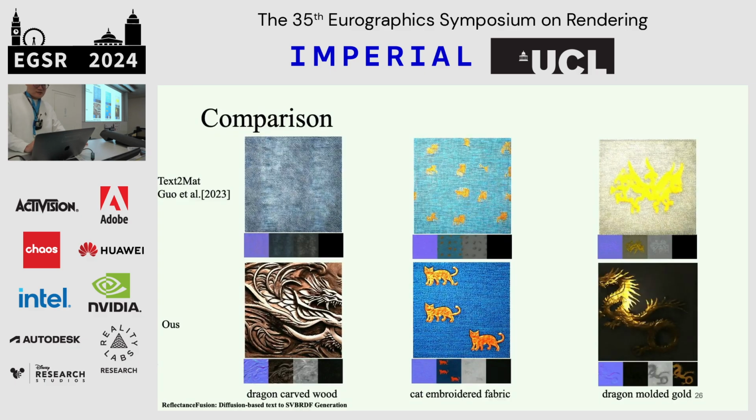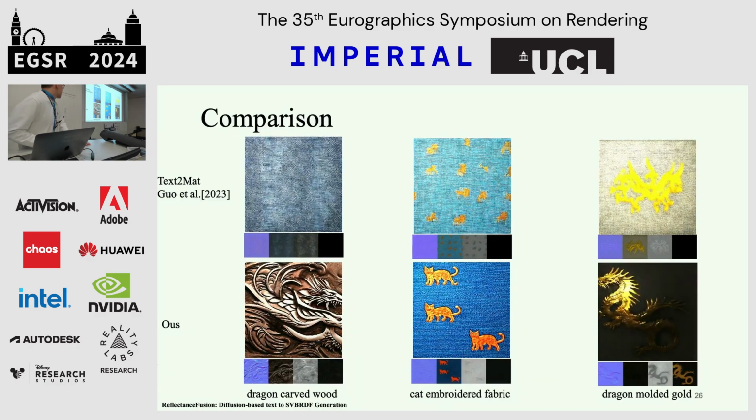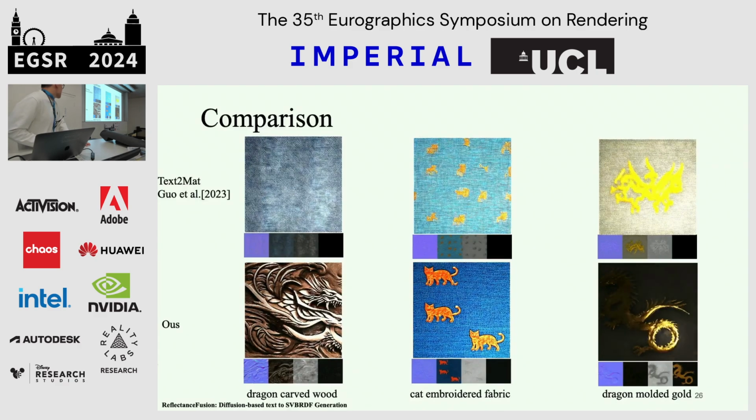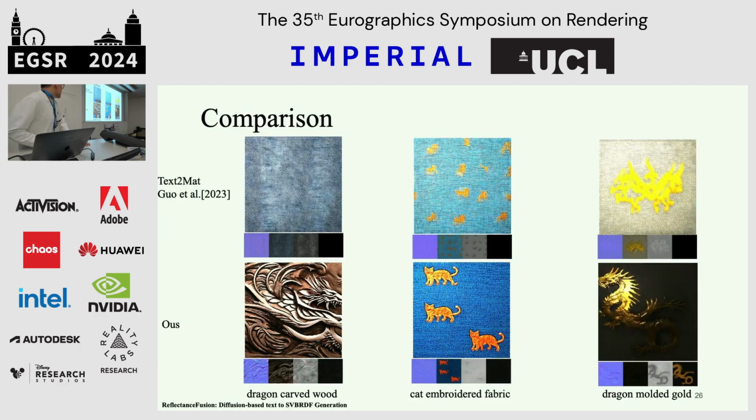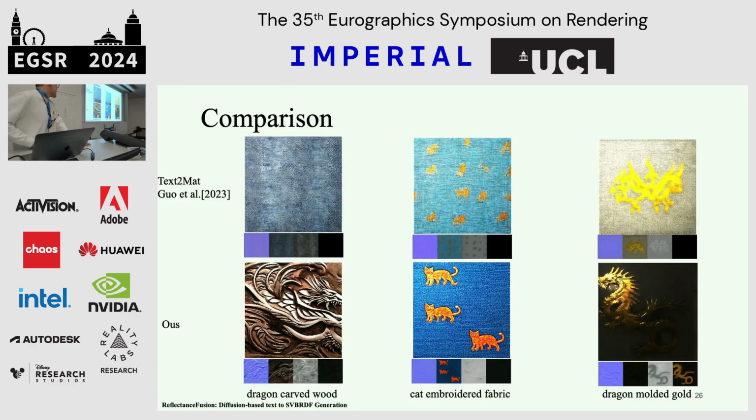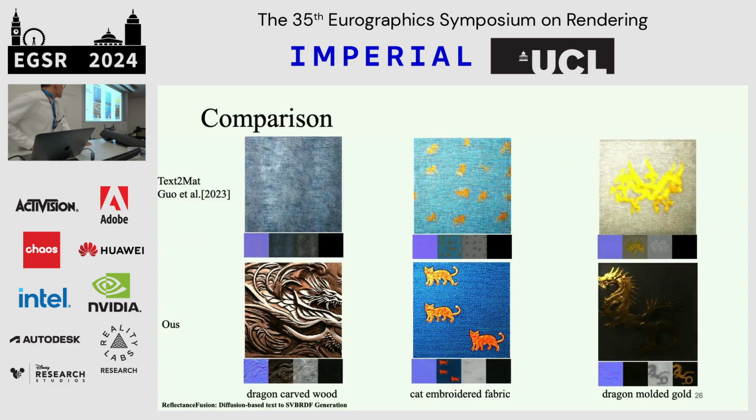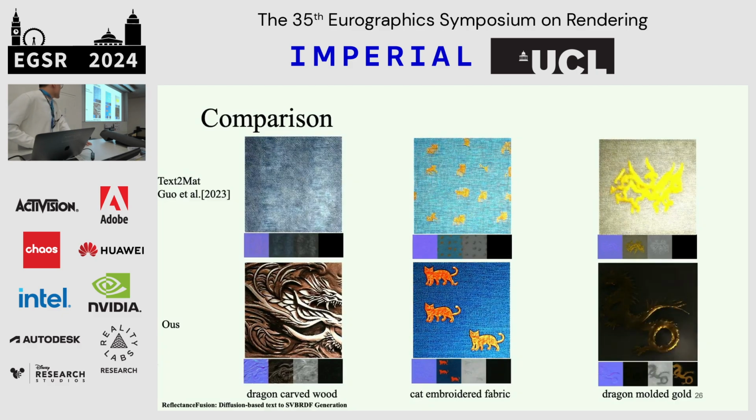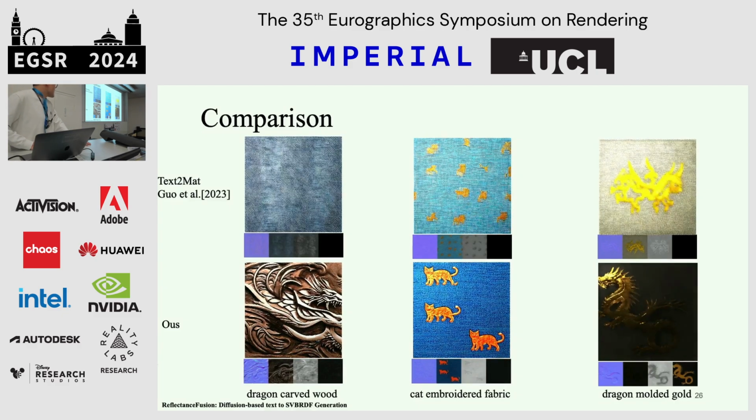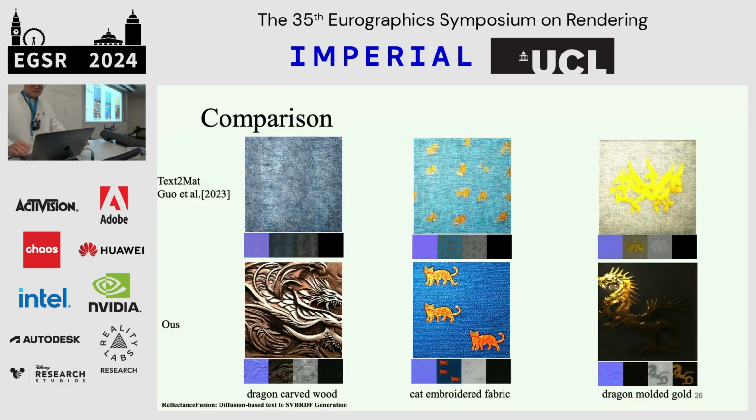And obviously they didn't have any dragons in the first one. And I can't even recognize the first one as wood. And the second one, I think it is fabric and has some cat shape, but it's not as perfect as ours. And also for the metal result, ours successfully reproduces the metal effect and they didn't.